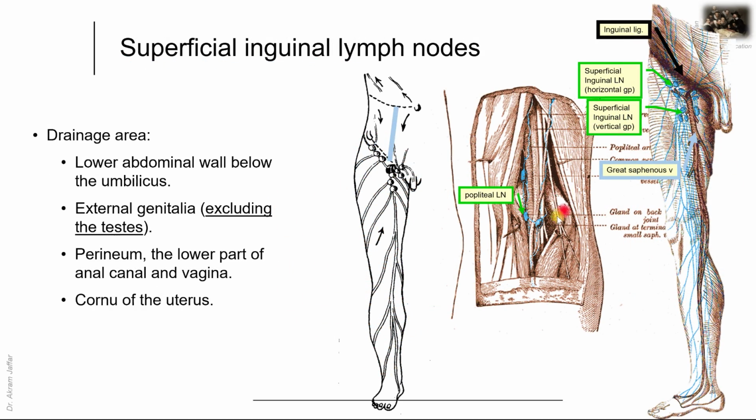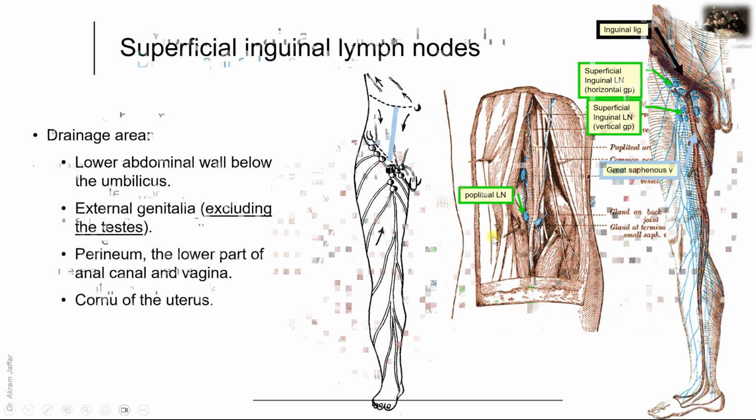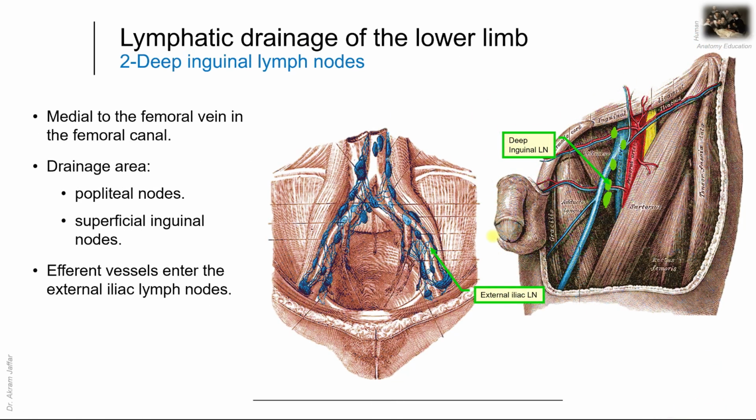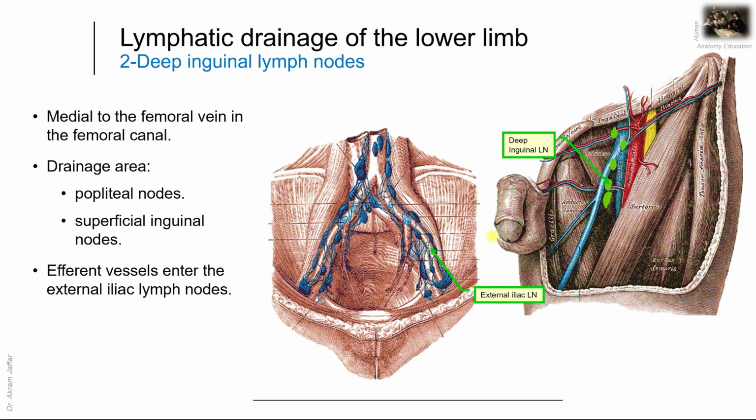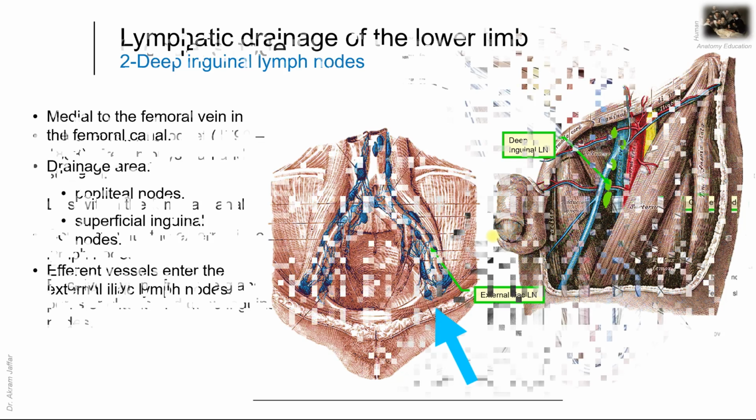Remember here, those popliteal lymph nodes are located deep. Also, the deep inguinal lymph nodes drain lymphatics from the superficial inguinal lymph nodes. They pass through the cribriform fascia. Efferent vessels from the deep inguinal lymph nodes go to the external iliac lymph nodes in the pelvis.